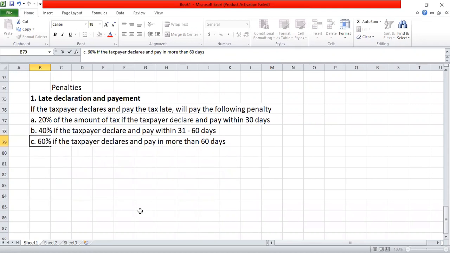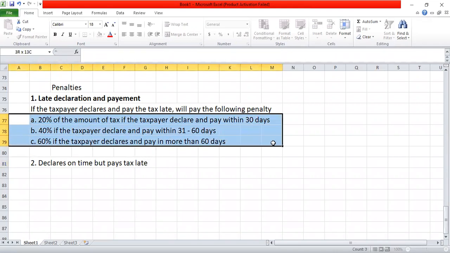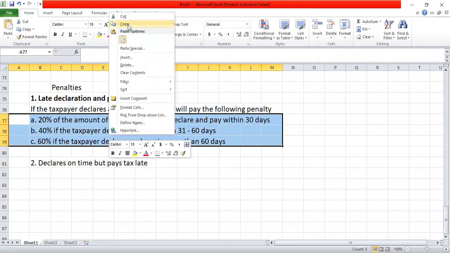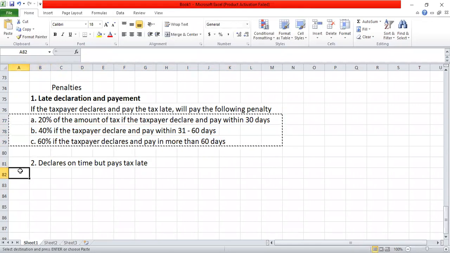Then number 2, declares on time but pays tax late. So a taxpayer has declared on time, but the tax is paid late. So what are the penalties in this case? I'm copying this same.